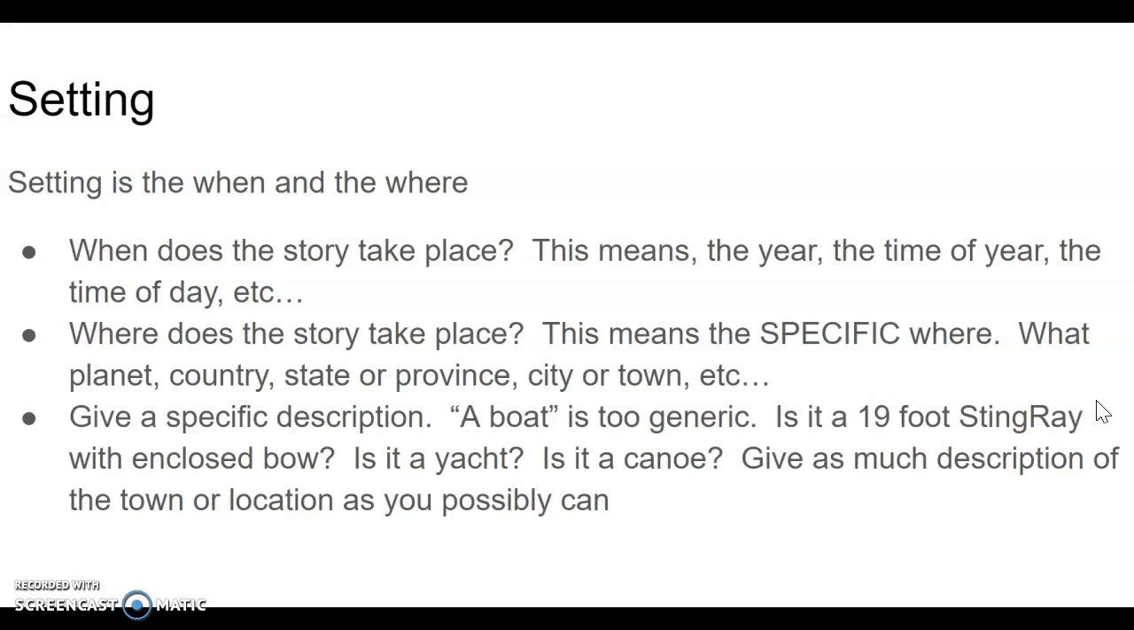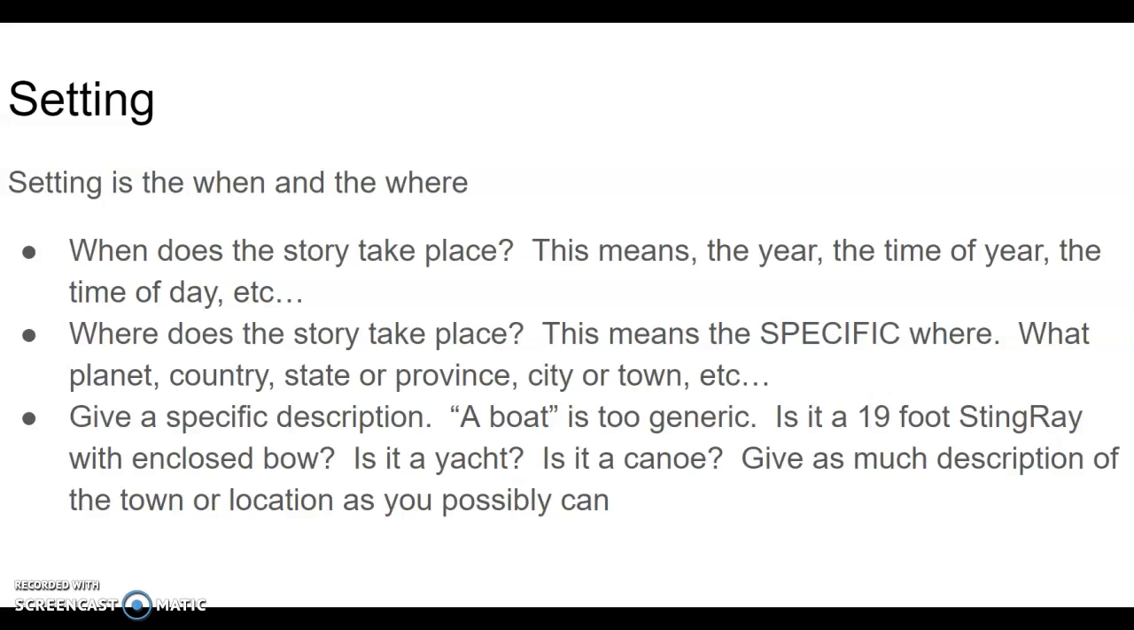The setting is the when and where. When does the story take place? And this is the year, the time of day. Are we looking at winter or fall? Are we looking at the far past, the far future, the recent present? I guess that was kind of redundant.